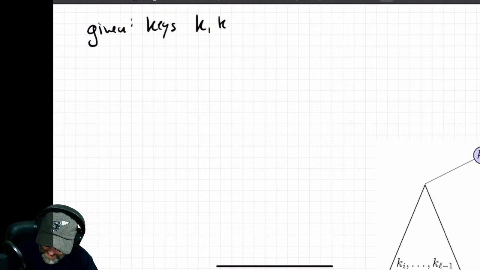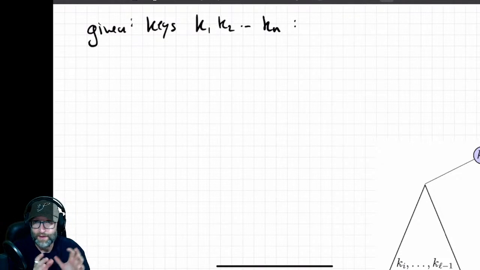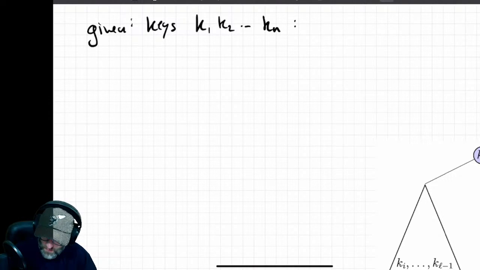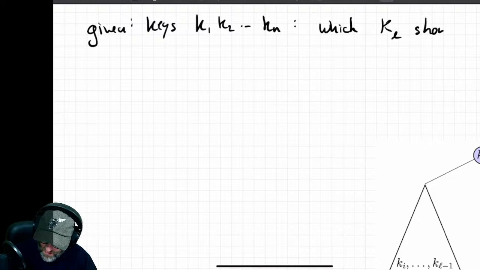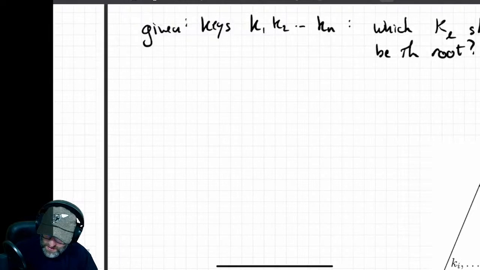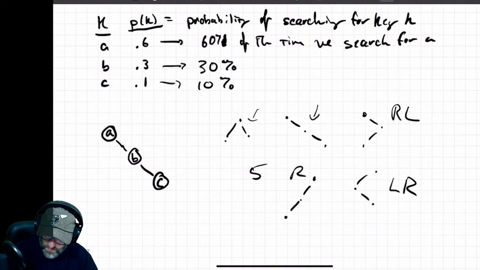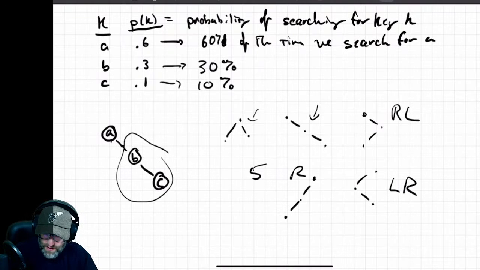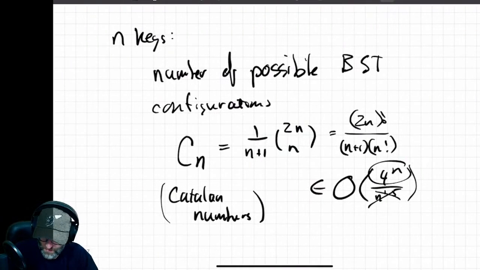Given keys K1, K2, ... Kn. The question that I want to ask in the small is, which one of these should be the root of the tree? Which K sub L should be the root? Just like I did over here. Well, what if I made A the root? Then I could have a configuration down here. What if I made B the root? Then I could have a configuration over here and a configuration over here. What if I made C the root? Then I would have a couple of other configurations to consider.